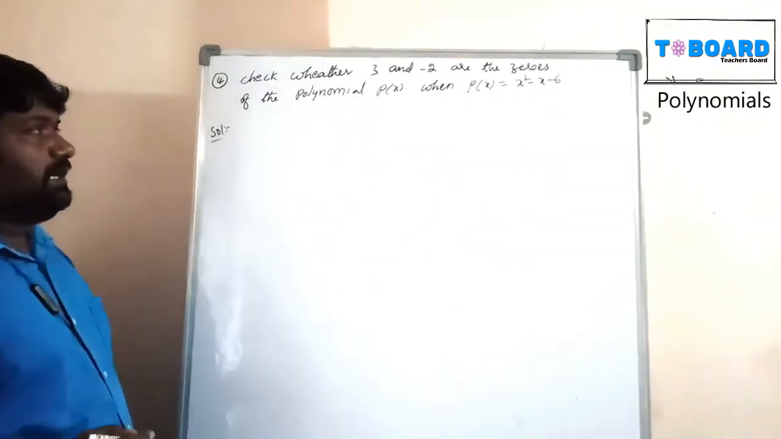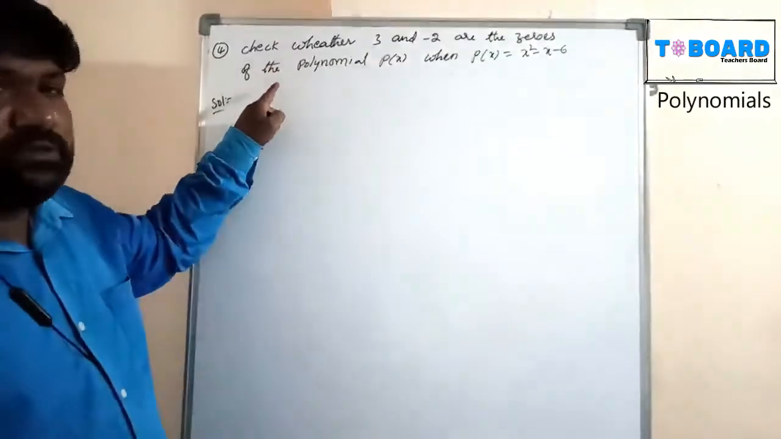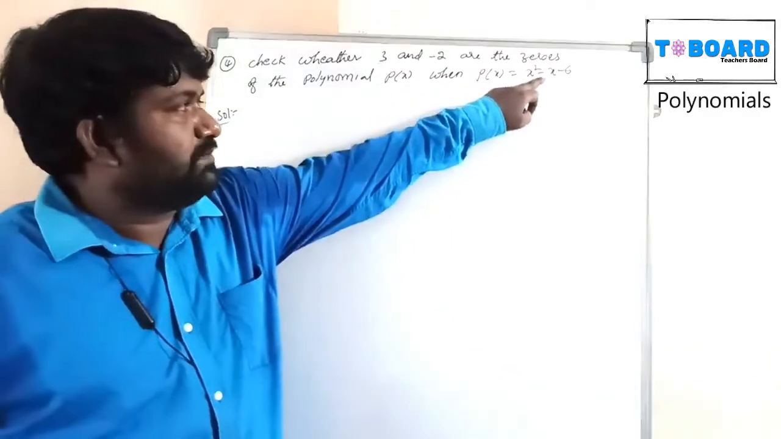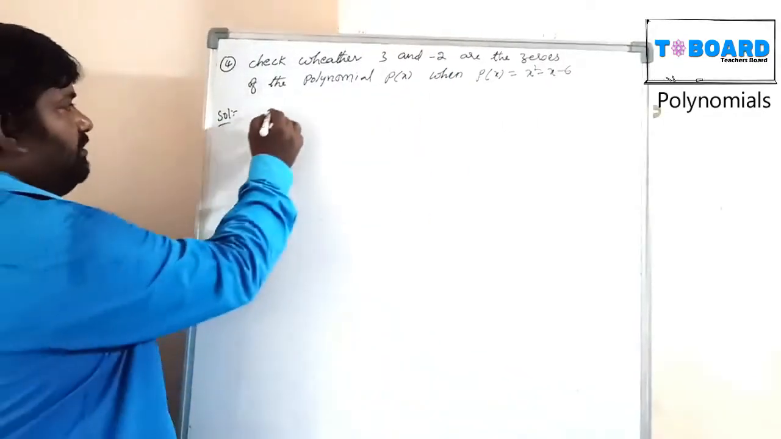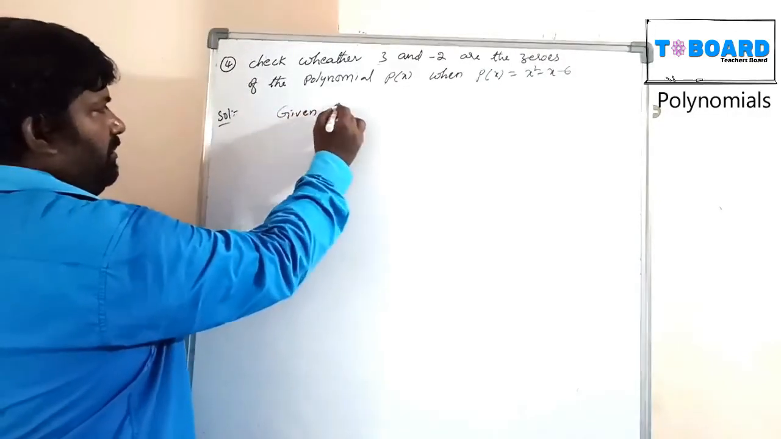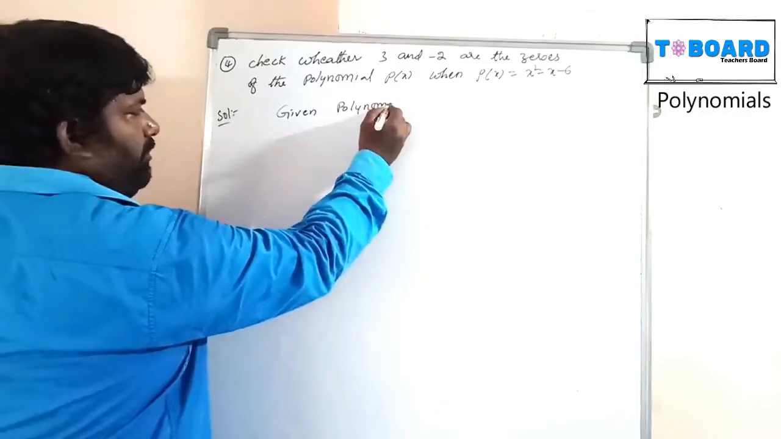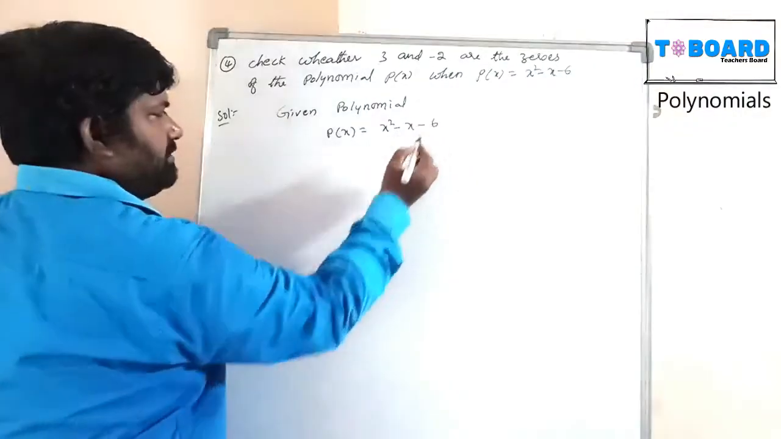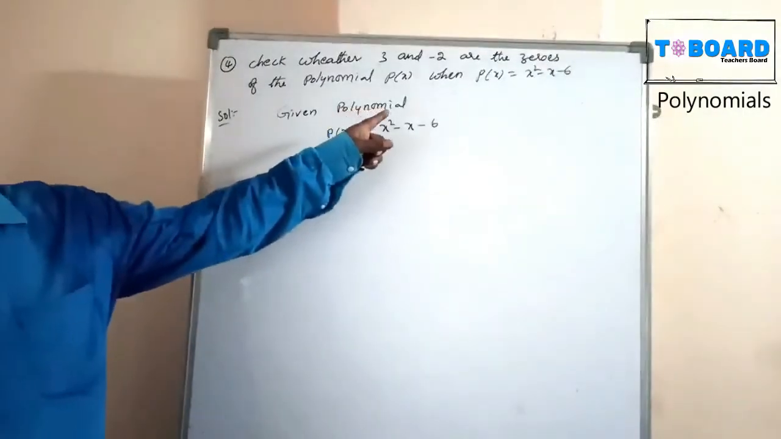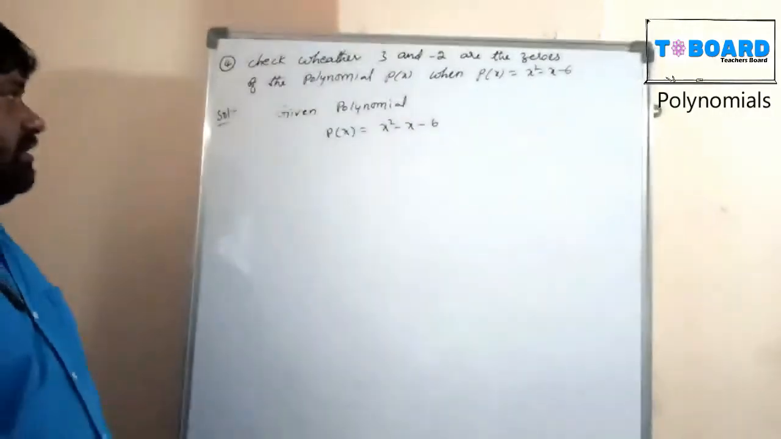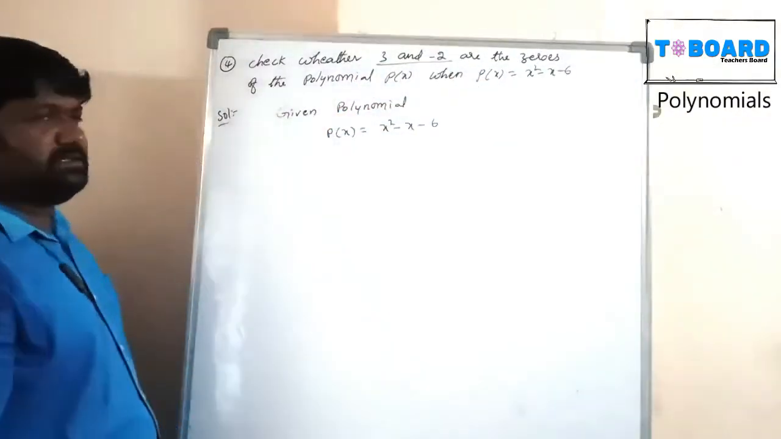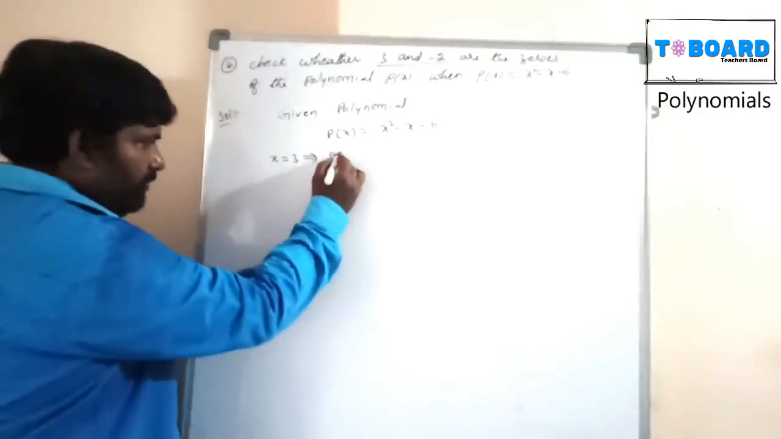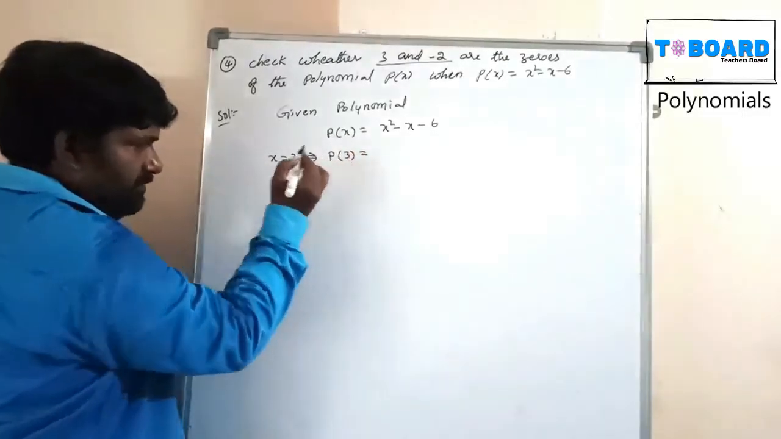Check whether 3 and minus 2 are the zeros of the polynomial p of x, when p of x equals x square minus x minus 6. First, given polynomial p of x equals x square minus x minus 6. It is a quadratic polynomial. 3 and minus 2 are the zeros, and put x equals 3. P of 3, substituting x equals 3.